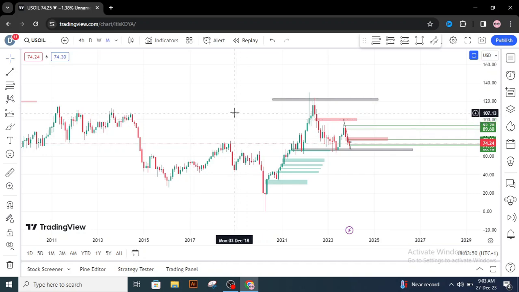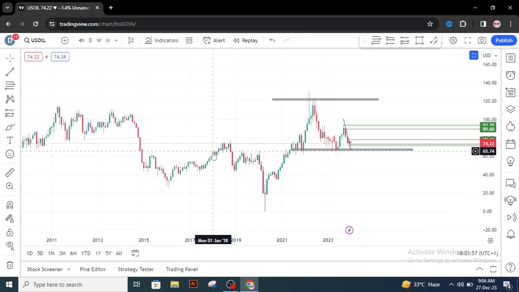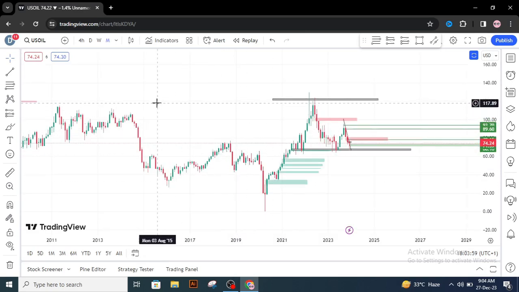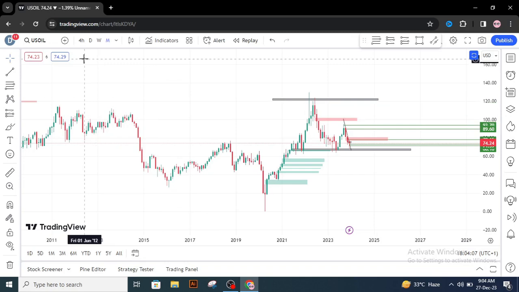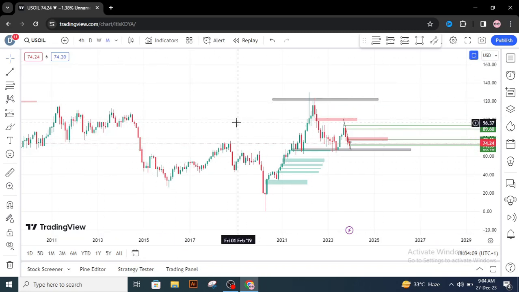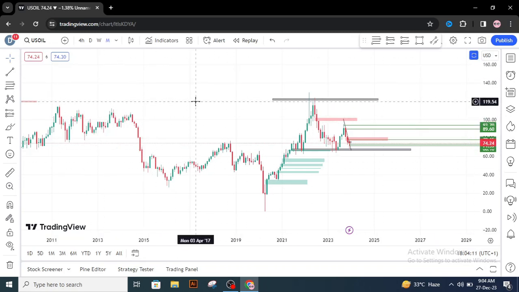So let's look at it. First of all, as a trader, I will advise you to only start from a very big or higher time frame. I'm not talking about daily. I'm not talking about 4 hour. I'm talking about weekly or monthly time frame. Like me, I start from monthly time frame. This chart now is monthly.